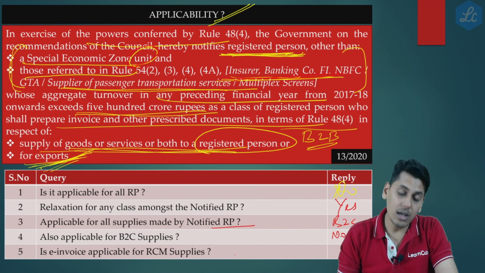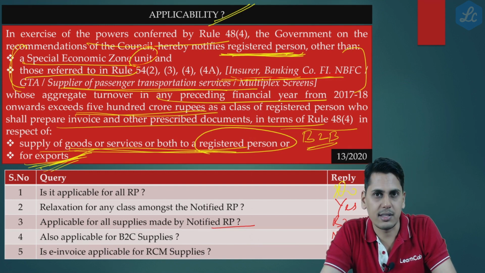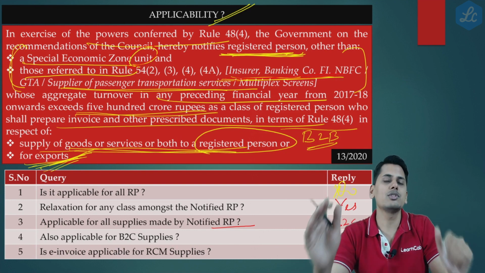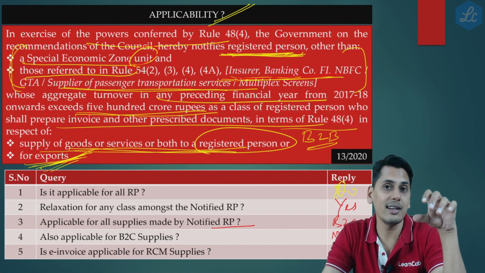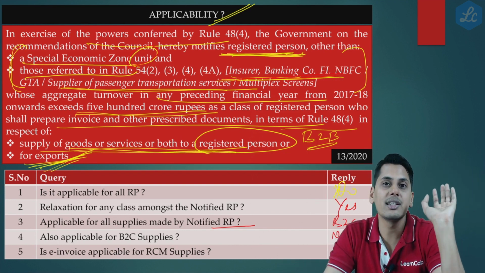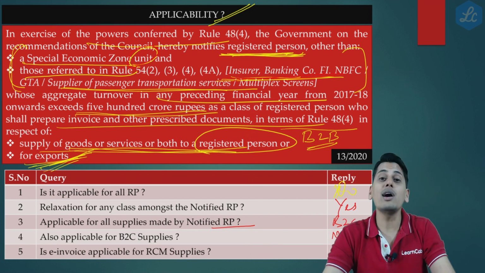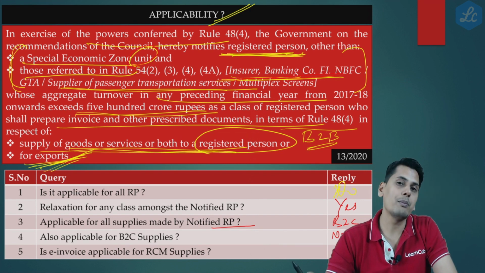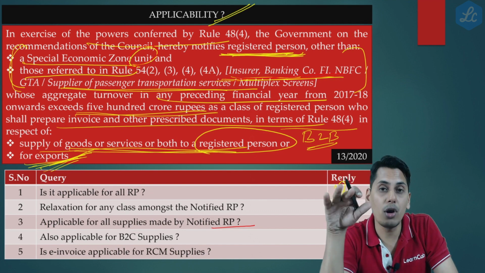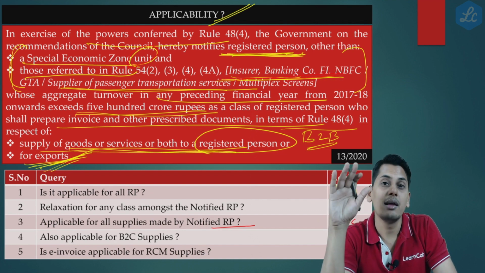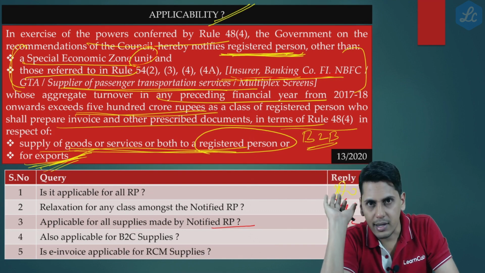Is e-invoice applicable for reverse charge mechanism supplies? This e-invoice, who has to generate? Should it be generated by the supplier or should it be generated by the recipient? Invoice reference number needs to be obtained from the common portal by the supplier and not by the recipient.